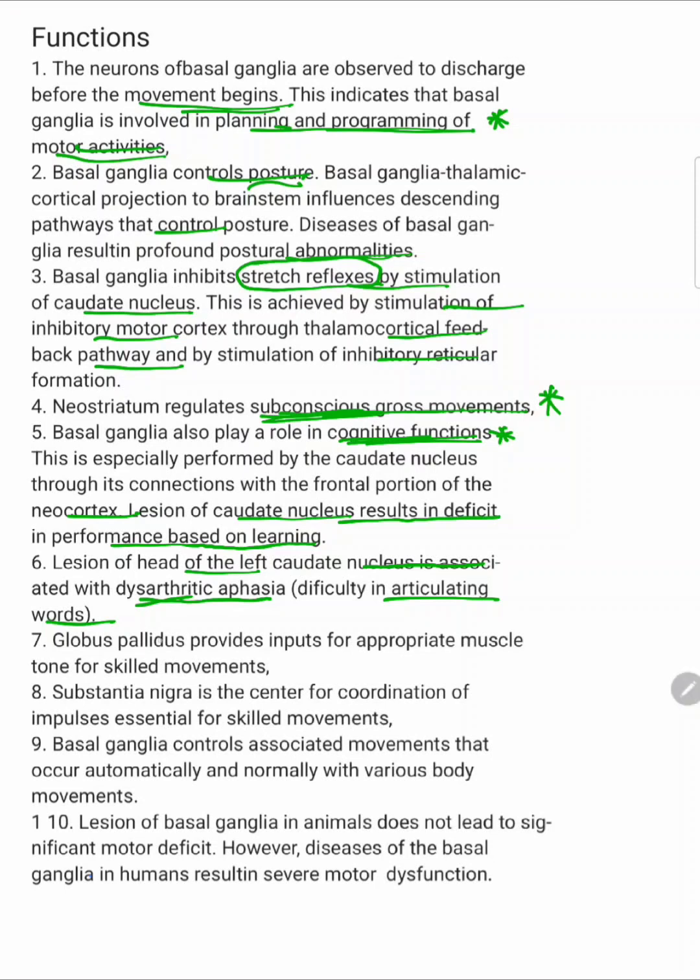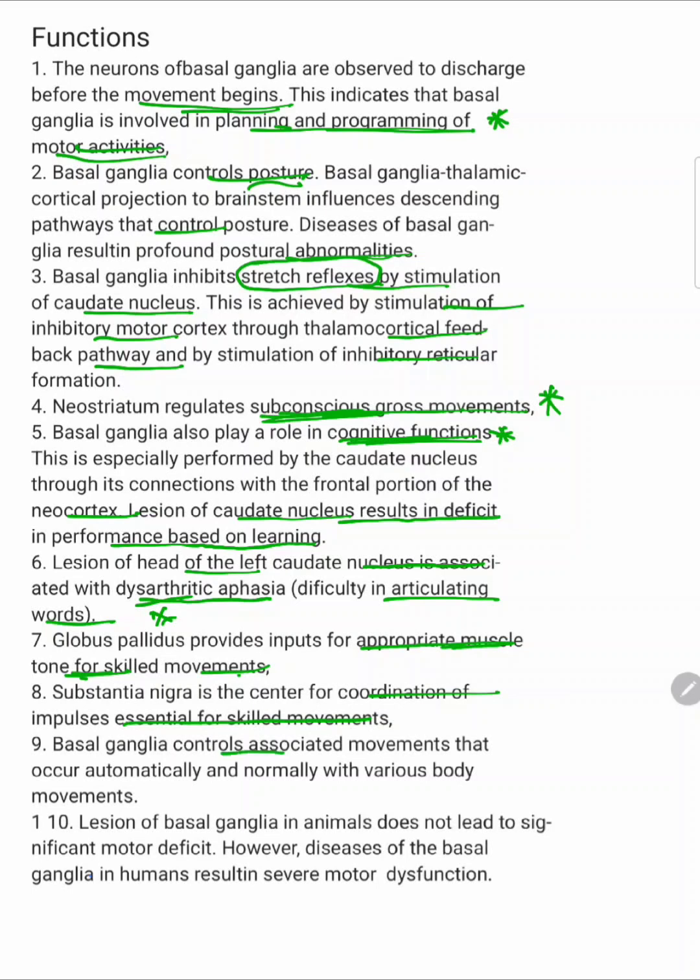Okay. Next, globus pallidus provides inputs for appropriate muscle tone for skilled movement. See, globus pallidus provides inputs for appropriate muscle tone for skilled movements. Okay. Next, substantia nigra is a center for coordination of impulses essential for skilled movements. So basal ganglia consists of caudate nucleus, substantia nigra, globus pallidus, putamen. All are there. So each part of this basal ganglia has its own function. Like that, substantia nigra has the function of coordination of impulses essential for skilled movements. So this is the important one.